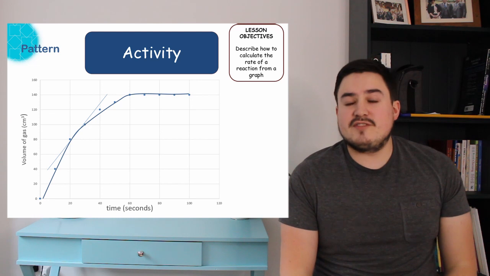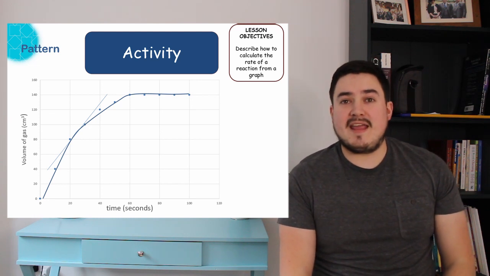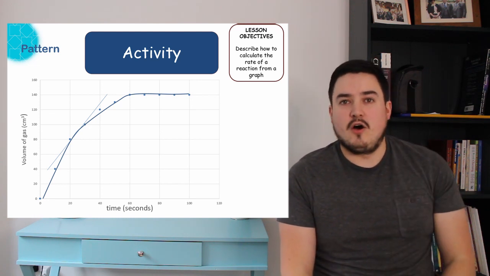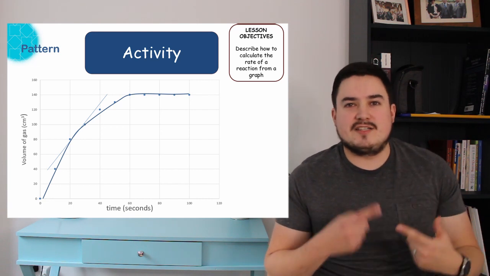If we were to plot these reactions onto a graph, we'd end up with something looking like this. In these reactions, we're always going to start off with a reaction happening at its fastest at the beginning of the reaction as those reactants start to mix together.